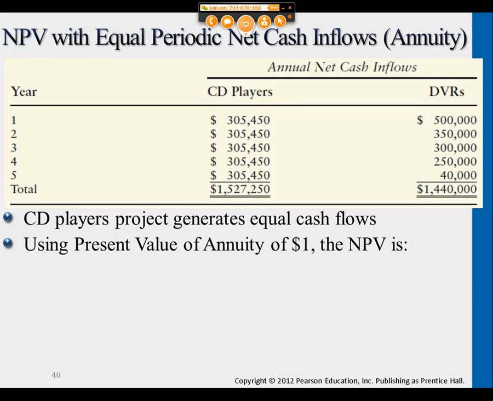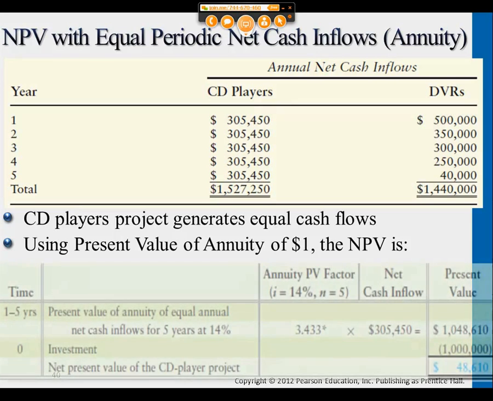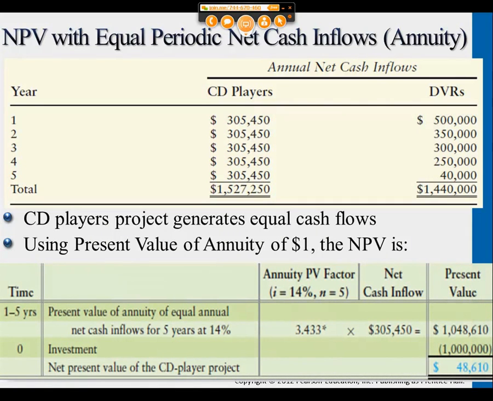Now what we're going to do here practically, we're going to use this table that we learned how to use last class. And when we're looking at the DVRs, we see that the amount is not the same. So what's happening here?